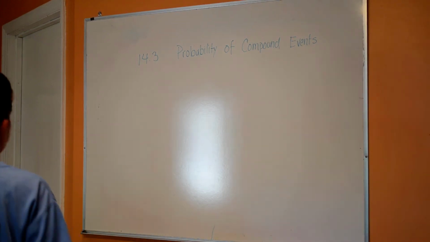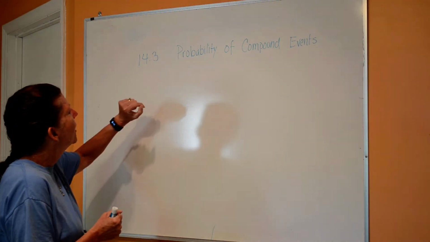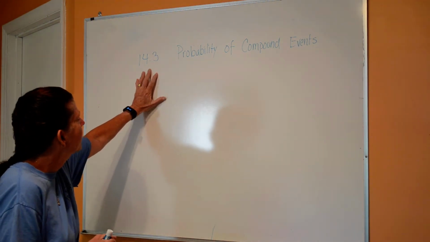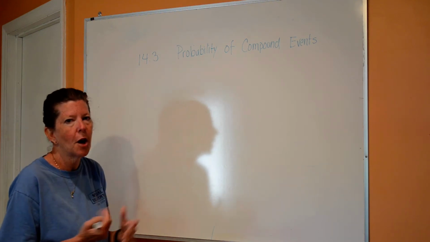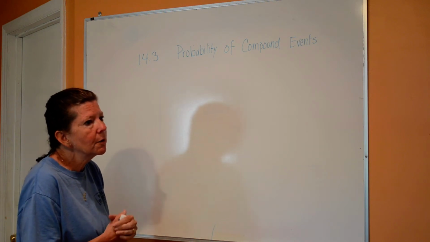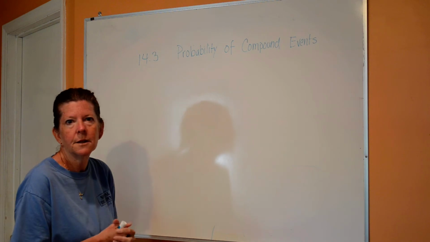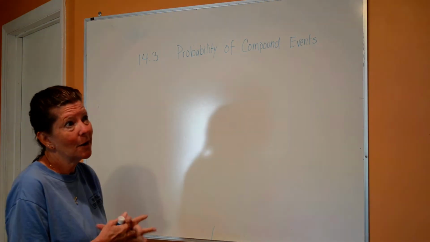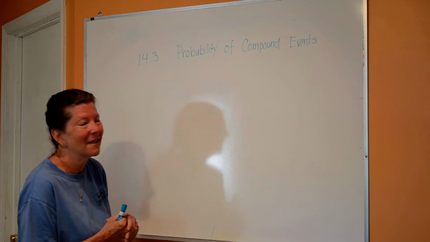Today we're going to finish up with our Algebra 1 curriculum. And our last thing that we're going to talk about is section 14.3, probability of compound events. Obviously, when you turn in your homework for this particular topic, you are then done with Algebra 1. So hopefully you will have a good break from math until next year.